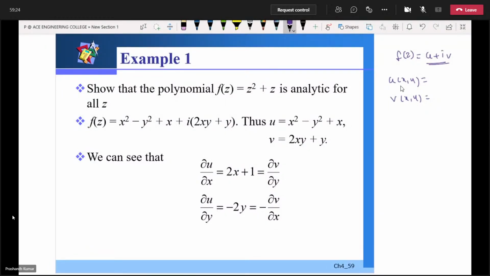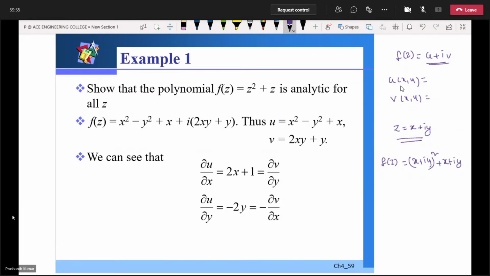But f of z is z square plus z, as given. So u plus iv means what? So z is equal to what? X plus iy I will write everywhere. Z is equal to x plus iy. So then f of z is equal to what? What is f of z? F of z is equal to (x plus iy) whole square plus (x plus iy). This is what we will get.